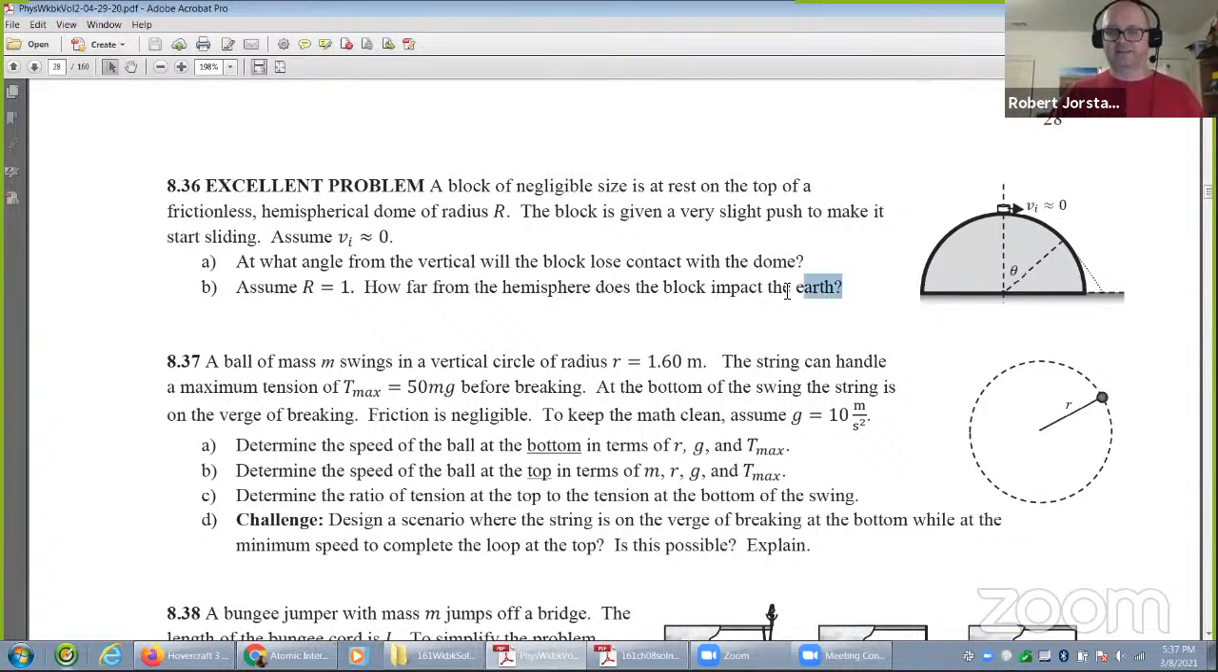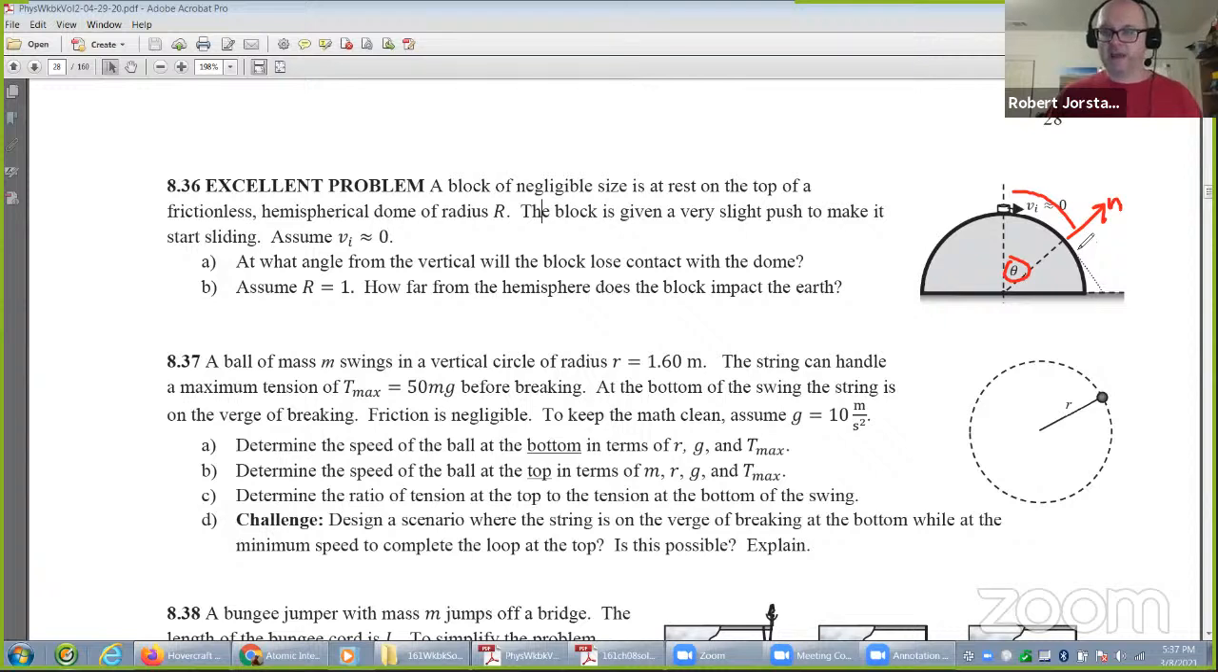So this is a classic physics problem. Think about this. This actually uses all three physics tools, right? We use energy to figure out how fast it's going as a function of angle. We could use an FBD to figure out when the normal force goes to zero so that it loses contact. After that point, we do 2D kinematics to figure out where it lands, right? There you go. That's why it says excellent problem. It's got it all.